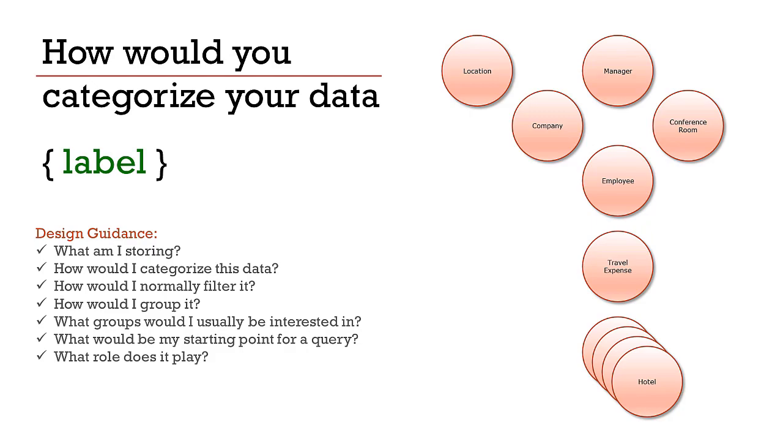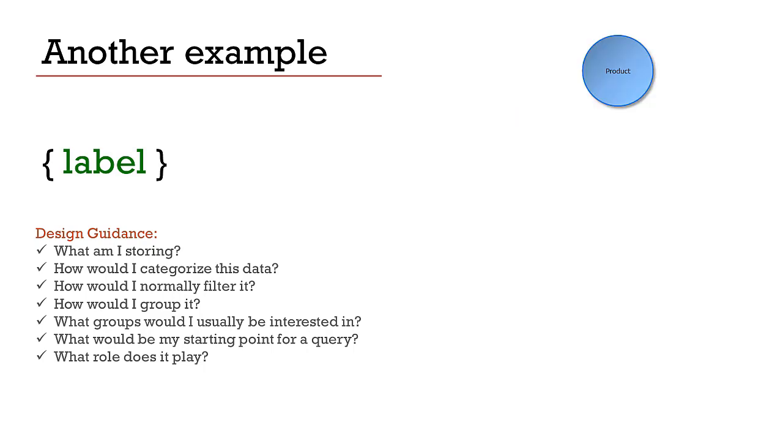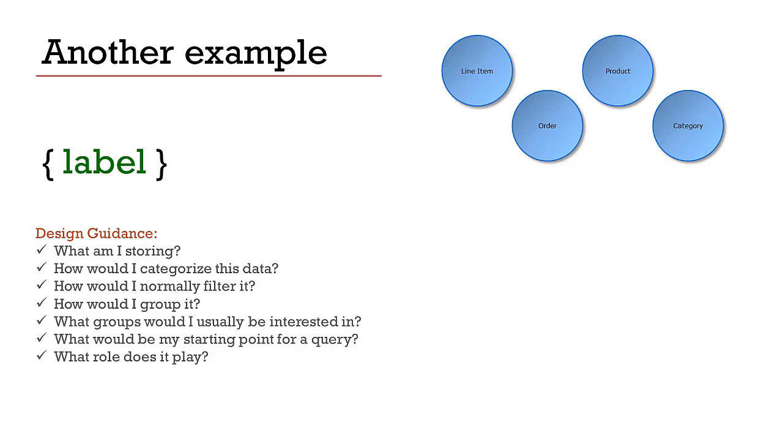Want to do another one? Let's do a product GraphDB. So in a product GraphDB, why don't we start off with a product type, a category, an order, a line item. Orders have line items, right? And a customer. You see how I'm naming my document types? Product, category, customer, order, line item. Those would be the labels for all these pieces of data that you'll have in your database.